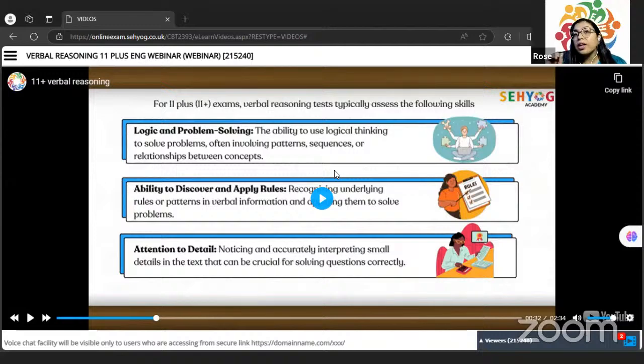And if you are not paying attention to the details, I am afraid that we are not able to do a lot of questions in verbal reasoning. So attention to detail is pivotal in all parts of verbal reasoning. So let's go to the next slide.